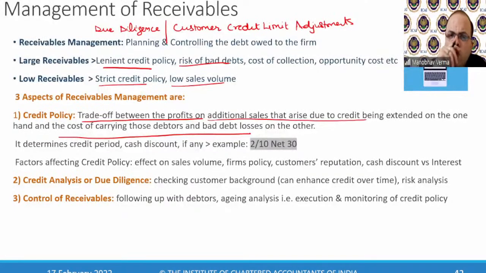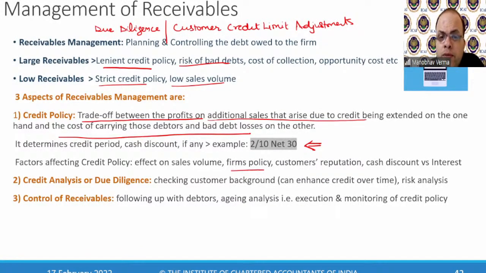Okay. So guys, I also told you about the credit terms, like 2 by 10 net 30, guys. What does this mean? This means that the credit term is normally 30 days, but if the customer pays within 10 days, you give them a 2% discount, right? So it comes under credit policy. The idea is, what are the factors that could impact the credit policy?